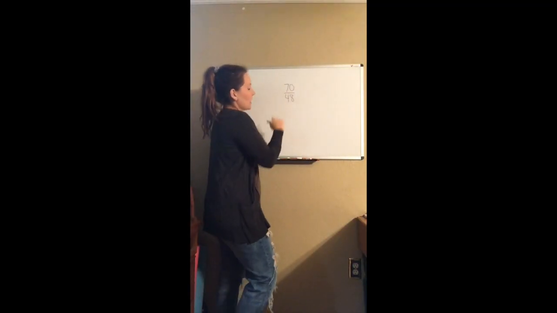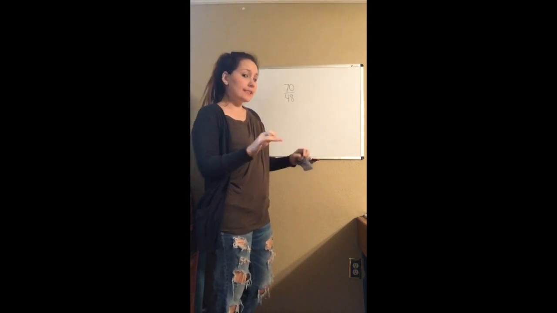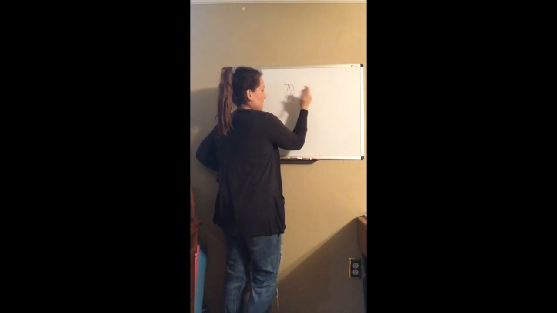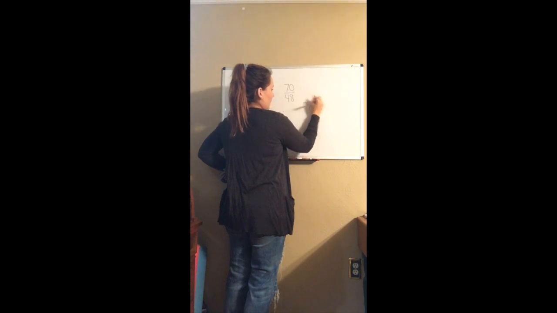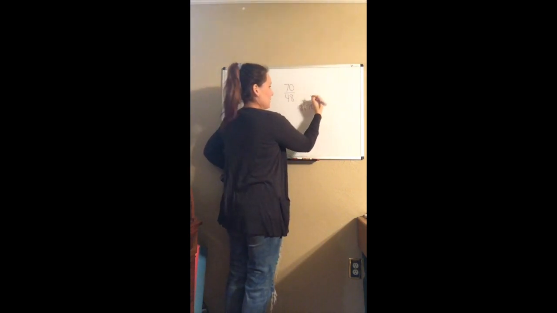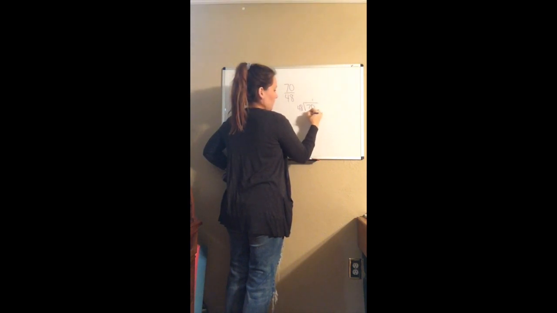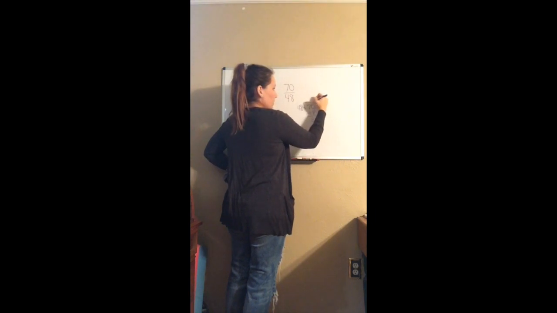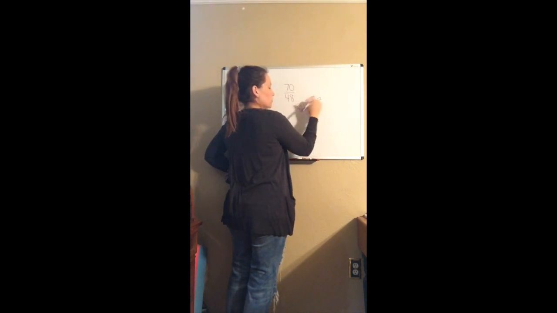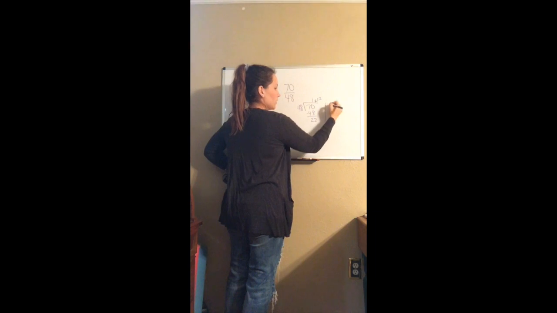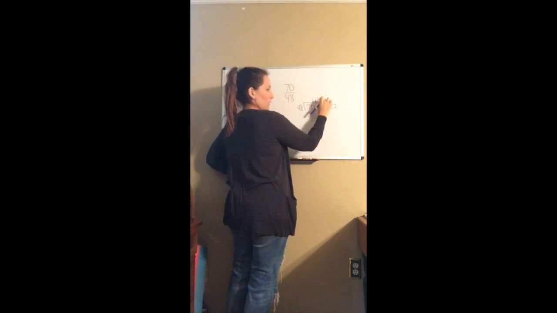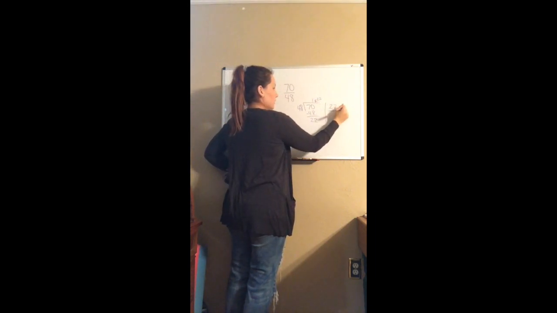Example, we have 70 over 48. Same things we've been doing. Take that numerator, divide by the denominator, which 48 goes into 70 only one time, which would give us a remainder of 22. So 1 is our whole number, then 22, our remainder, is our numerator. We keep the same denominator.